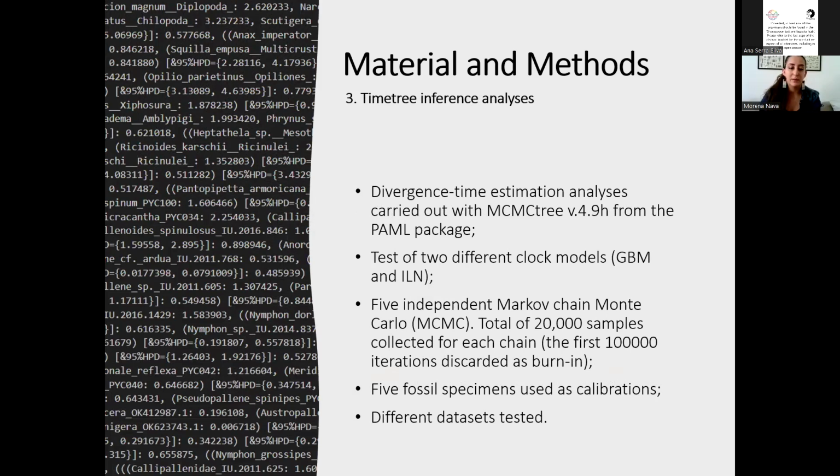To do that, we used MCMCtree from the PAML package. And we tried to test different models to see how the results vary. And we decided to test GBM and ILN clock models. And for that, we ran 5 independent chains. And here you can find some other technical information if you are into this field. And to calibrate our tree, we decided to use 5 fossils, but we were not really sure about the taxonomic position of one of them. So we tested whether the inclusion or the exclusion of this was changing the results.